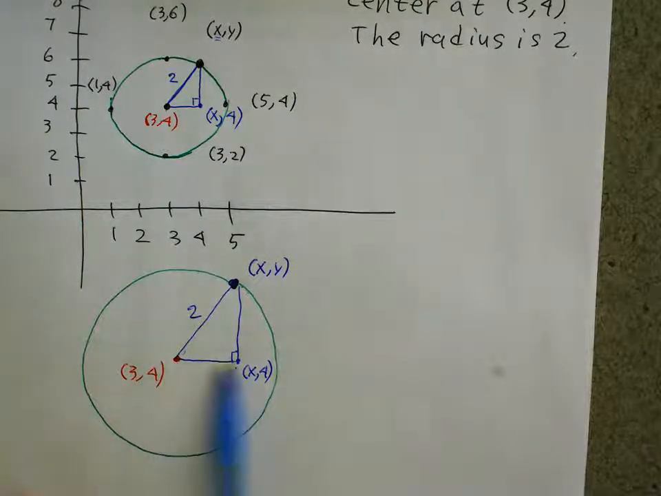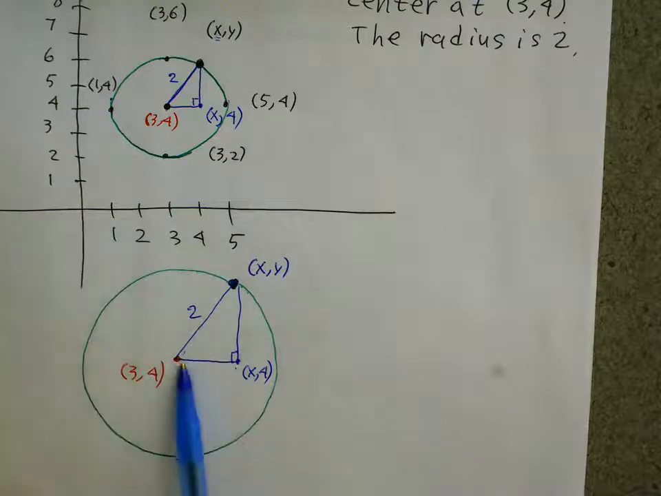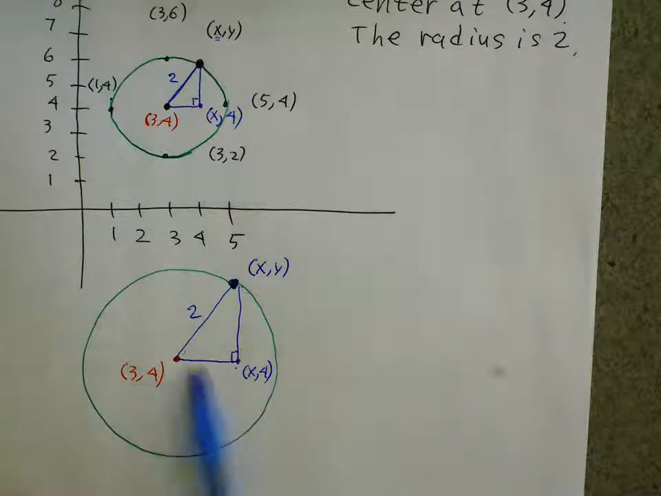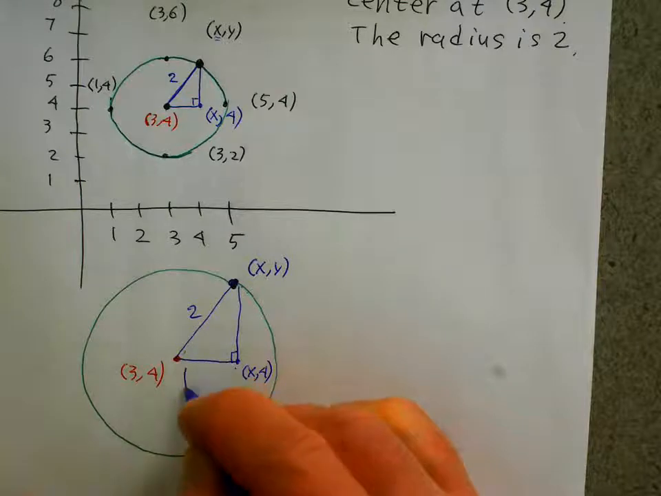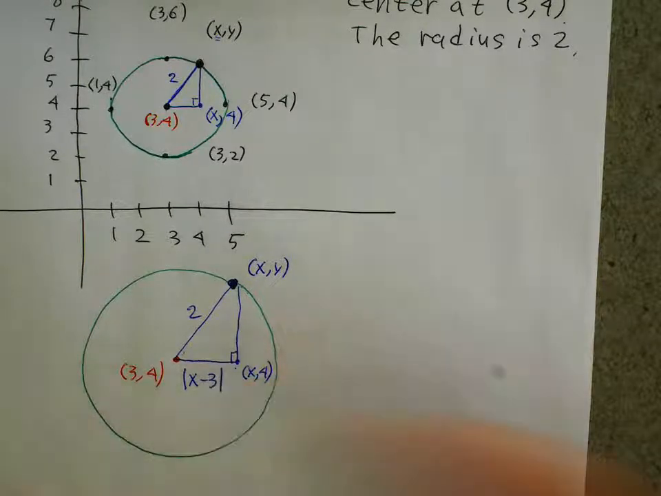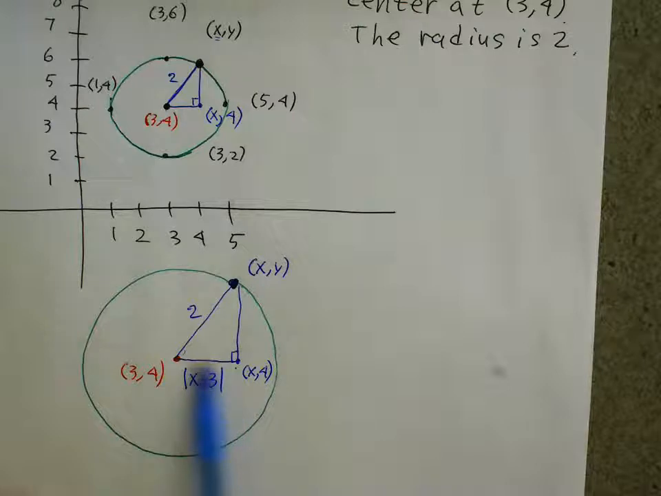The horizontal side is a movement that is associated with the x-axis, right? The x-axis is horizontal. And so to go from x equals 3 to x equals x, we can say, well, that distance is the absolute value of x minus 3. It's the absolute value of the difference in the x-coordinates, the horizontal movement.